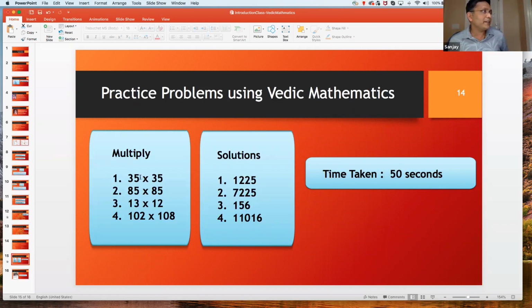In fact, you will find that you learned a sutra, which is 3 times 4 is 12, 12, 25; 8 times 9 is 72, 72, 25; 13 and 12; 3 times 2 is 6, and 13 plus 2 is 15; 102 plus 8 is 110, and 8 times 2 is 16. So you should be able to do these 4 problems in less than 45 to 50 seconds. And you can see that the conventional method would probably cut the speed into half in most scenarios.